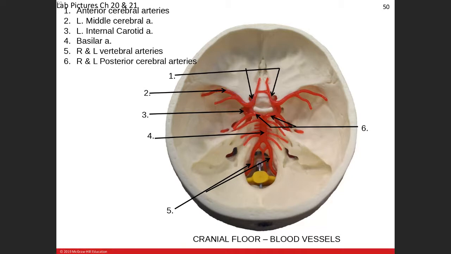So number 1 is going to be the anterior cerebral. That's a branch off the internal carotid. And then this one here, number 2, that's the middle cerebral. But you can see the anterior cerebral artery makes up part of the circle of Willis. Here's the other middle cerebral artery. And did I hit them all? Anterior cerebral, middle, internal. Okay, yep.